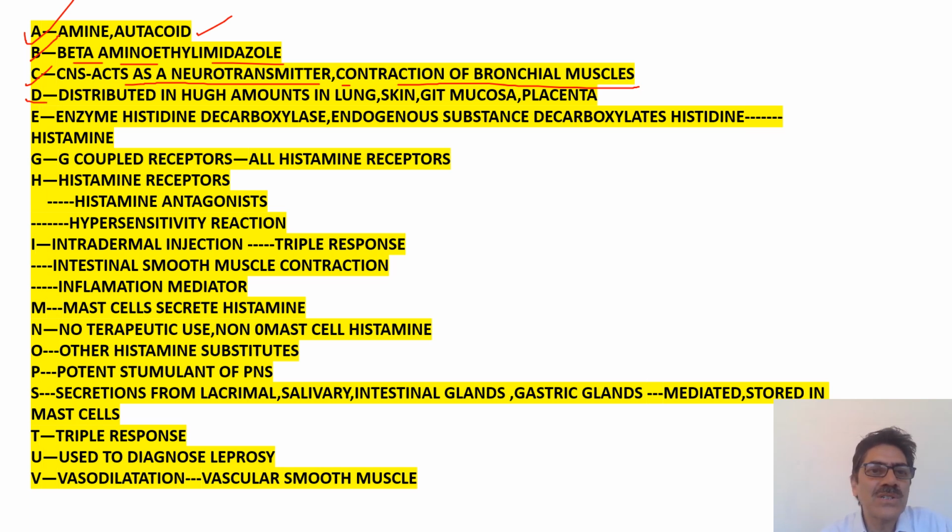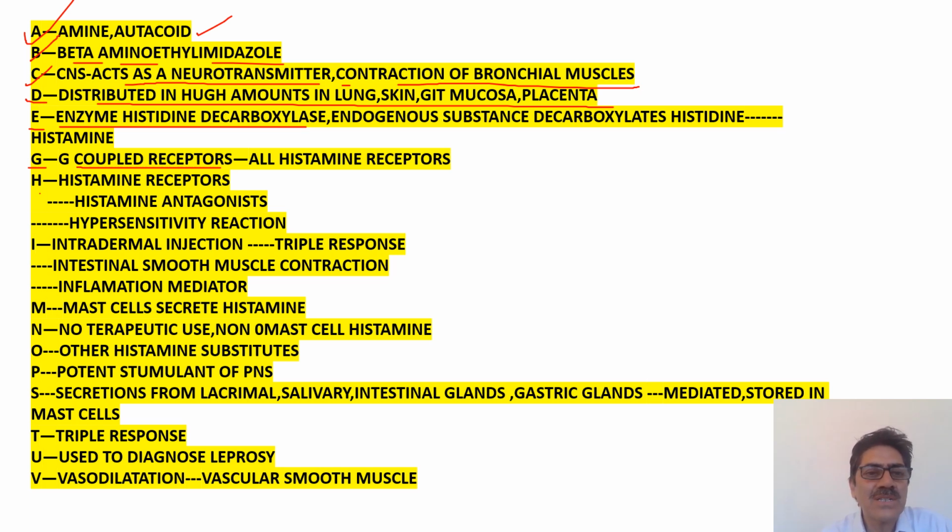Secondly, D, it is distributed in huge amounts in lungs, skin, GIT, mucosa, and even in placenta. And E, there is an enzyme, histidine decarboxylase, that is responsible for decarboxylation of the amino acid histidine. So from that reaction we get histamine. And G, histamine also acts on certain receptors known as histamine receptors. They are G-protein coupled receptors.